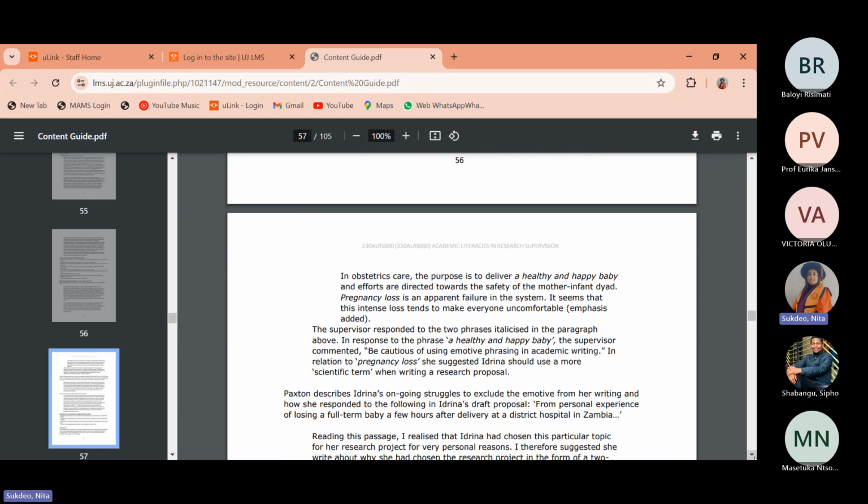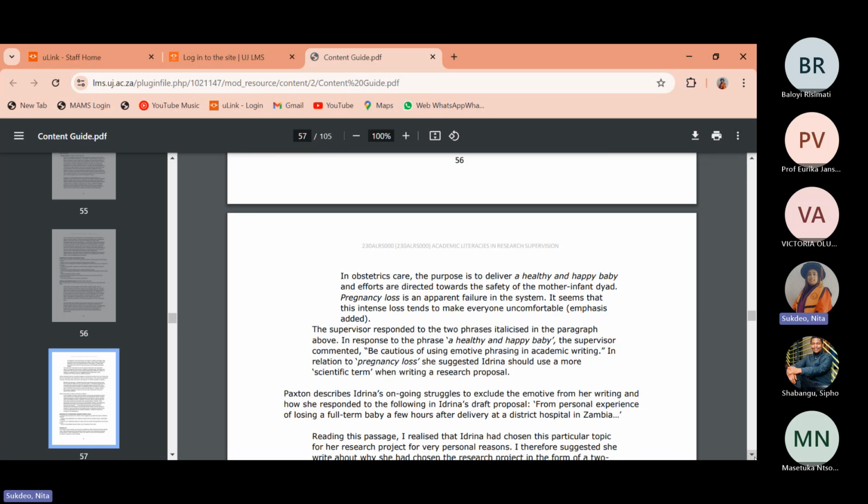This was his comment. In obstetrics care, the purpose is to deliver a healthy and happy baby, and efforts are directed towards the safety of the mother and infant. Pregnancy loss is an apparent failure in the system. It seems that this intense loss tends to make everyone uncomfortable. Emphasis was added on that. The supervisor then responded to the two phrases in italics, healthy and happy baby and pregnancy loss, in the paragraph above.